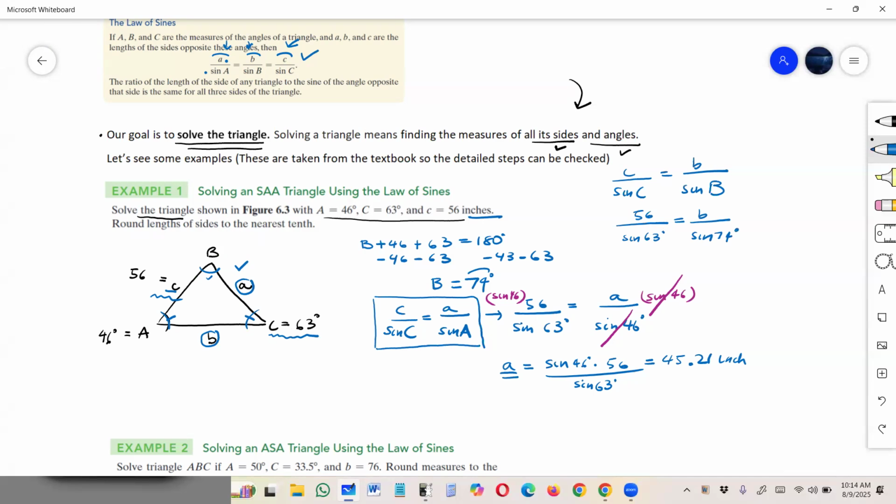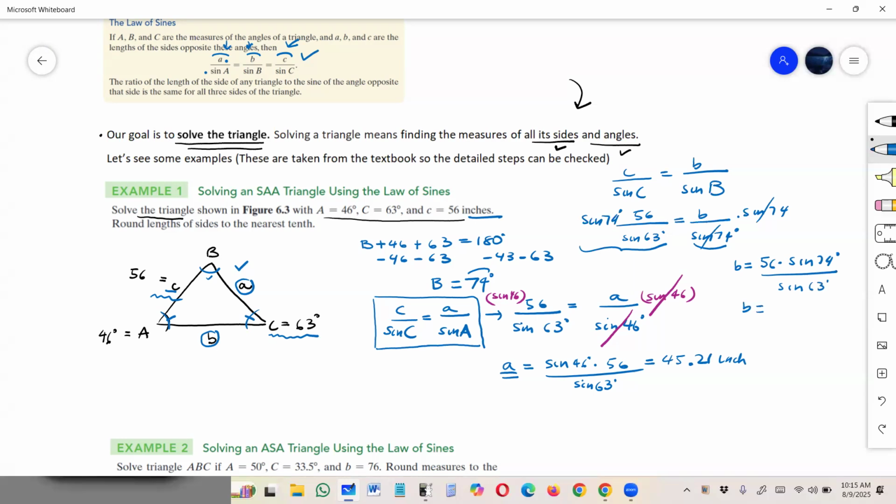And just as before, I'm going to skip that step. I'm going to multiply both sides by this quantity here so that I end up with the following. I'll do it here on the side so you can see sine 74. This will cancel with that, and it'll appear over here. So my b is going to be this quantity here: 56 times sine of 74 over sine of 63.